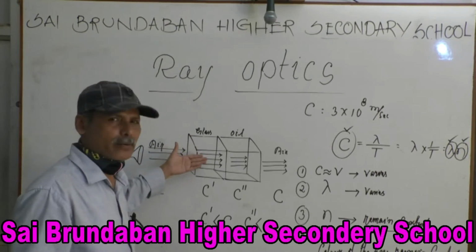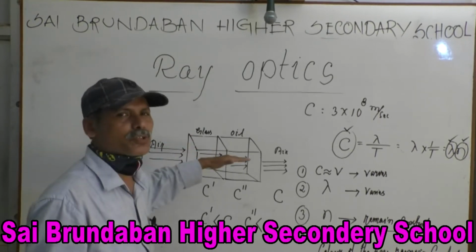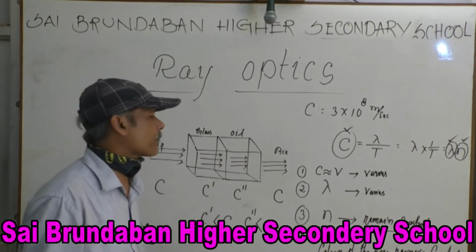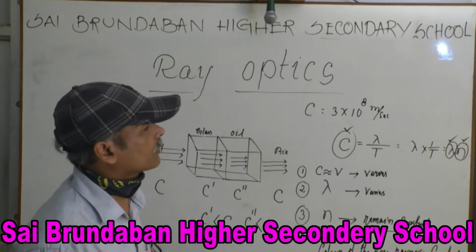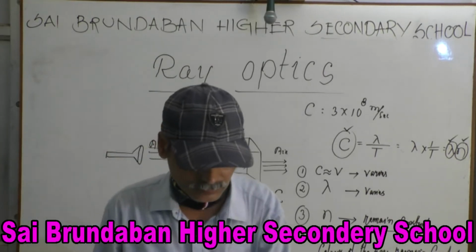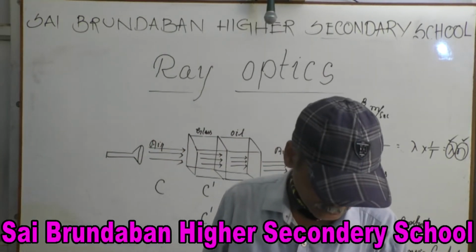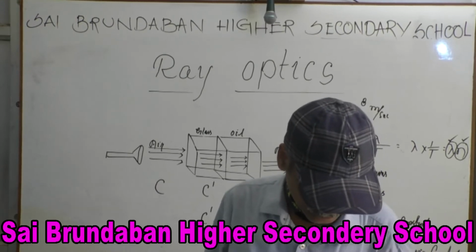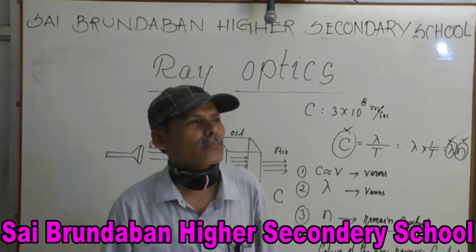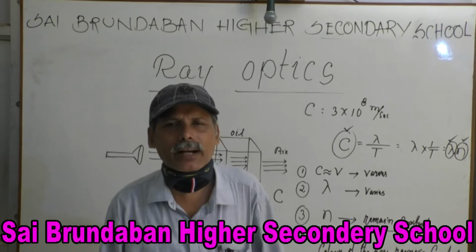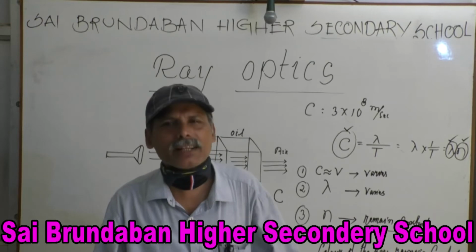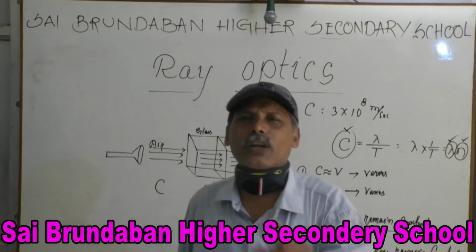Next, this is another most important point. When light passes through several media, its velocity decreases, changes or varies. I have told you it is situated in between ultraviolet ray and infrared ray. Its wavelength varies from 400 nanometer to 700 nanometer.